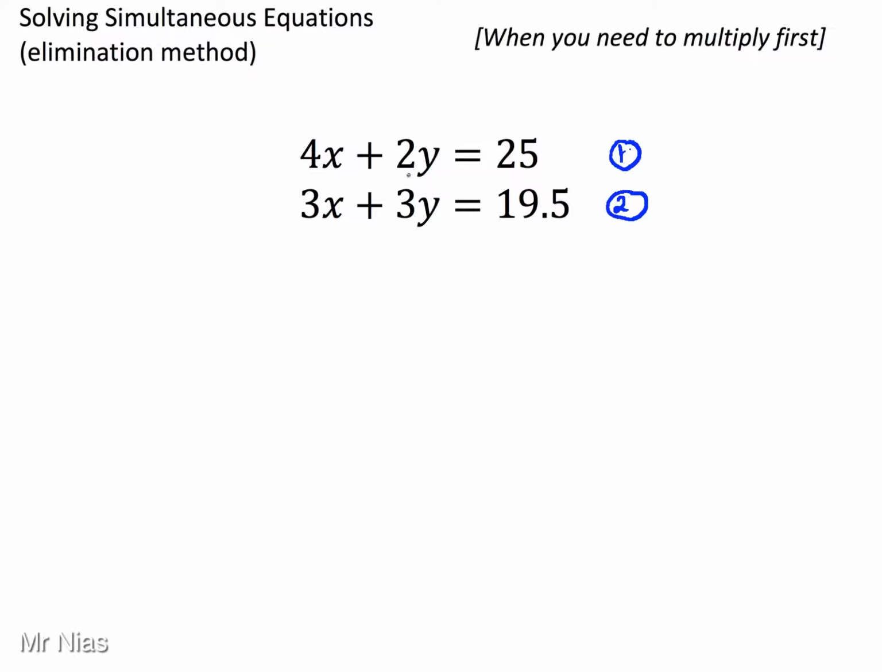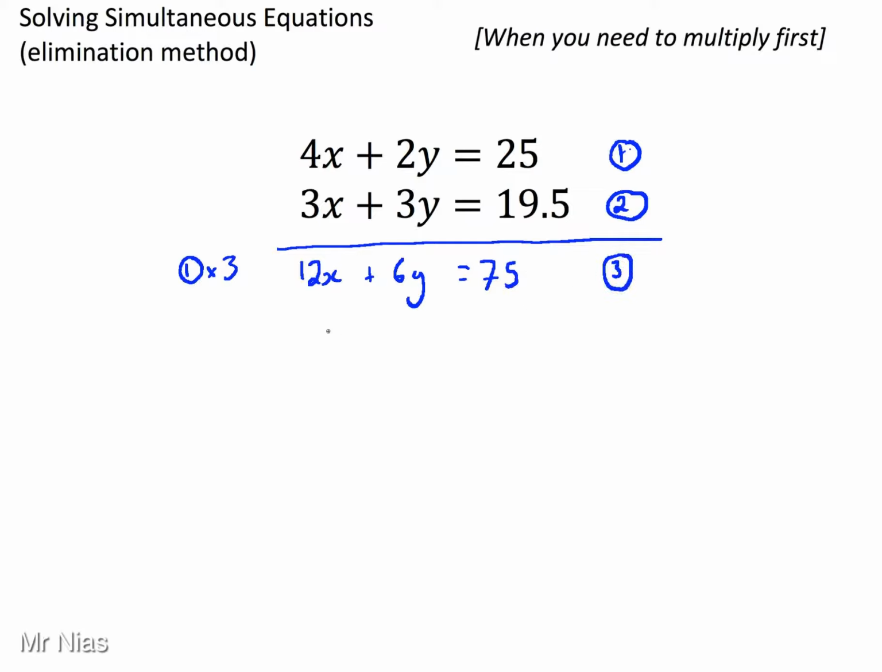I'm going to go for the lowest common multiple of 2 and 3, and so I'm aiming to have 6y in both equations. Let's put a little line in to separate off our answers. First things first, let's take equation 1, and I'm going to need to times it by 3 to make 6y. So 3 lots of 4x will be 12x, and 3 lots of 2y makes 6y, and 3 lots of 25 makes 75. And keep labeling equations as we make new ones. So that is equation 3.